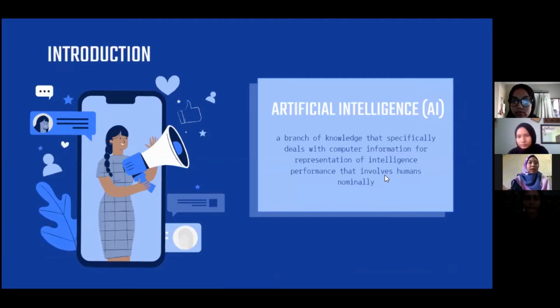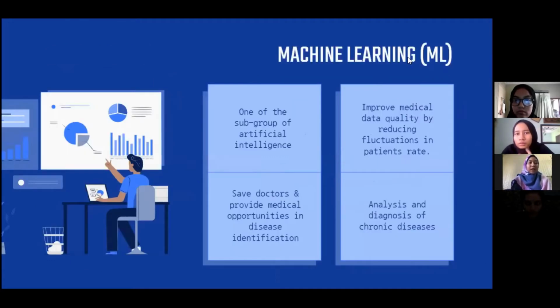So machine learning is highly associated with artificial intelligence since it is one of the subset of it. So several benefits of machine learning are it saves doctors and provide new opportunities in disease identification and also improve medical data quality. Besides, since chronic disease is a slow progress disease and it requires early detection, machine learning predictive models are useful in analyzing and diagnosing chronic diseases.